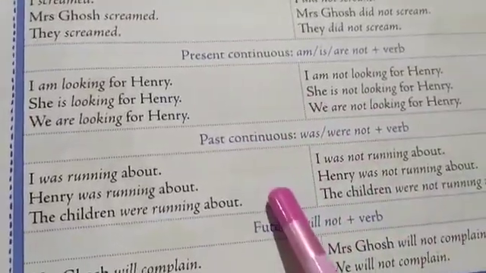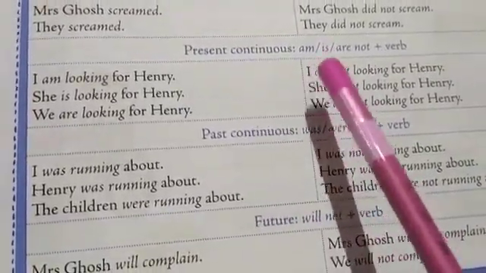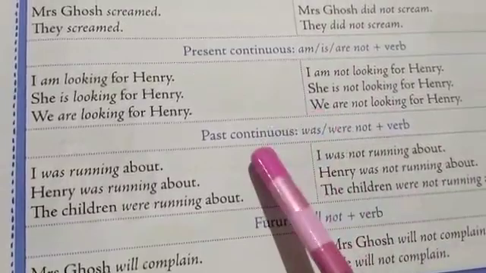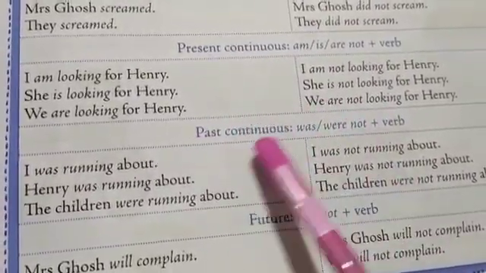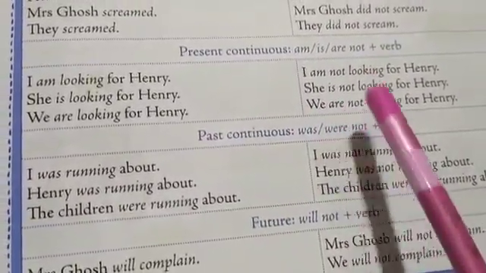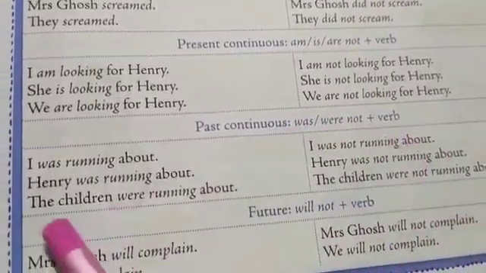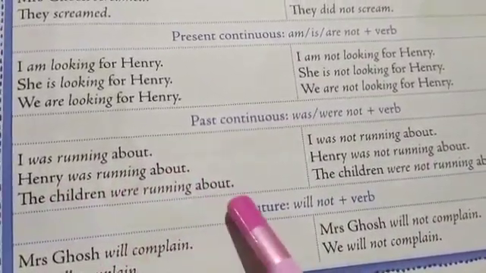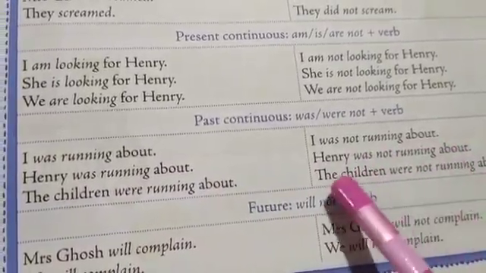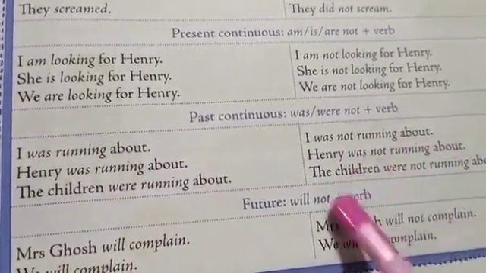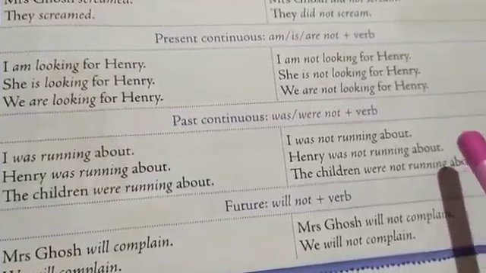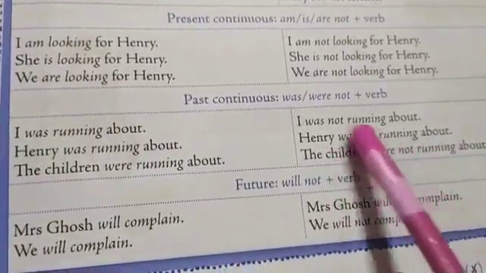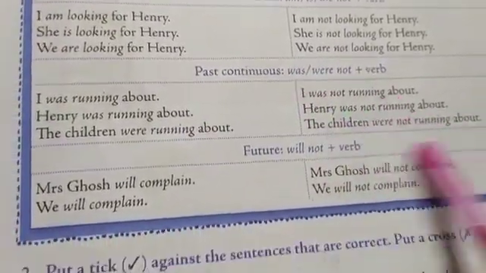Now in past continuous, what do we do? We take the helping verb used for the past, like was, were, and then not before the verb. I was running about, Henry was running about, the children were running about. I was not running about, Henry was not running about, the children were not running about. See, these are the negative sentences.